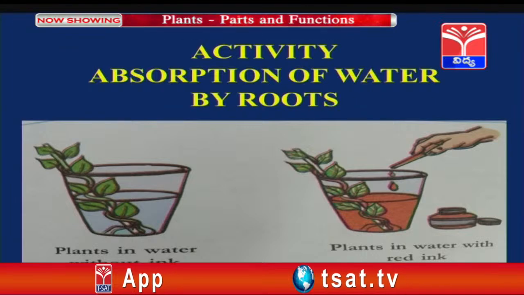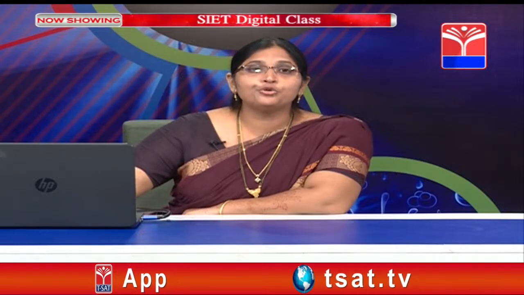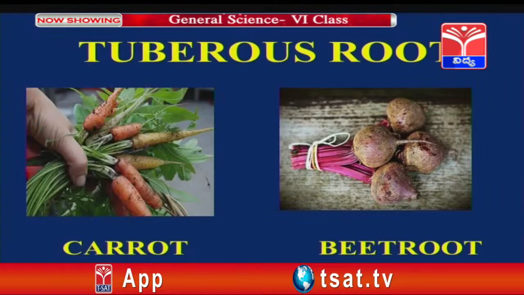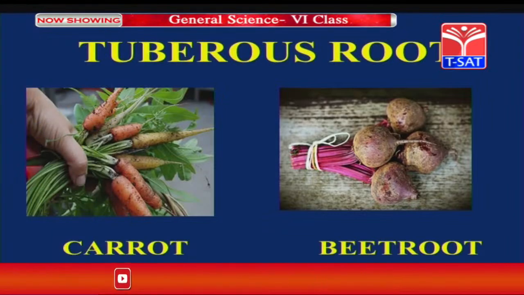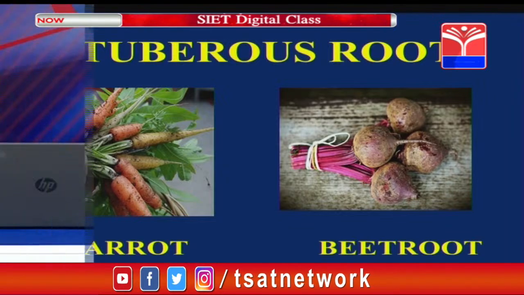The next one, I already said that roots help in storing the food materials also. So some of the roots store the food materials. Those roots which store the food materials are called tuberous roots. What are they called? Tuberous roots. Carrots, beetroots and radish help in storing the food materials. That is why these roots are called tuberous roots.